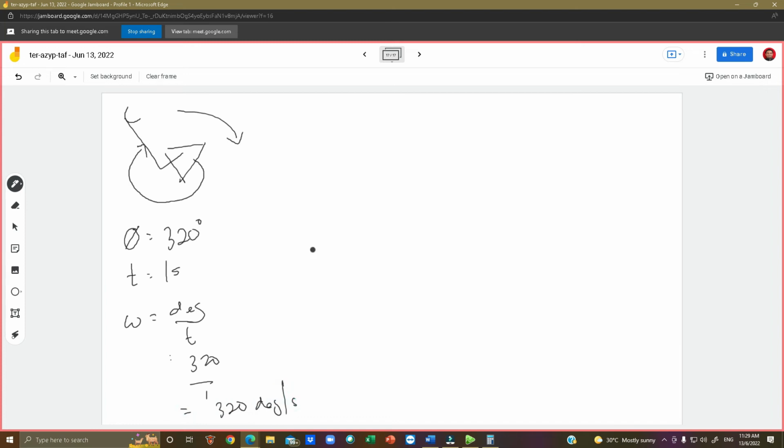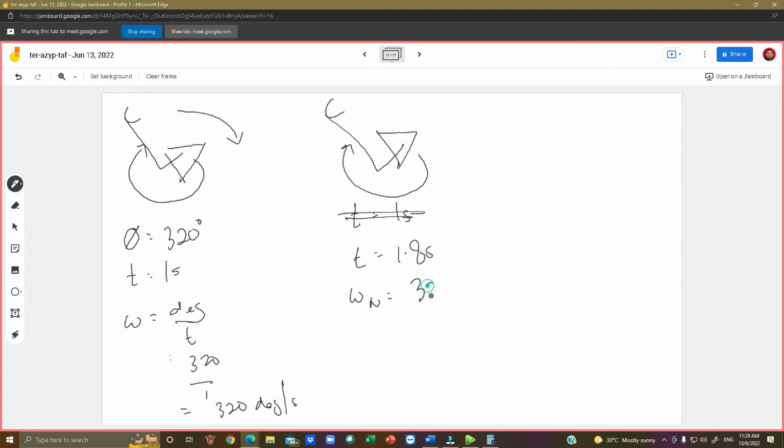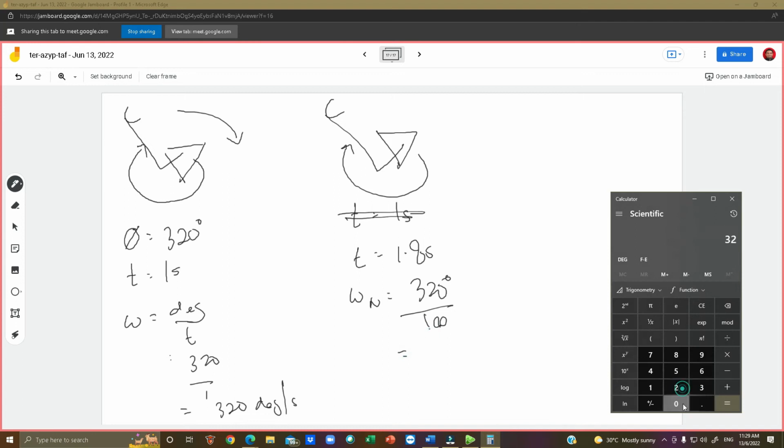Katalah kita ada player novice pula, the same action, but instead of 1 second, this player take 1.8 second to do the same exact movement as the expert. So what is the speed of the hand? What is the omega of the hand? What is the angular velocity of the hand? Kita tengok angular velocity novice equals to 320 degree over 1.8 second. Berapa kita dapat yang kedua? 177.78.